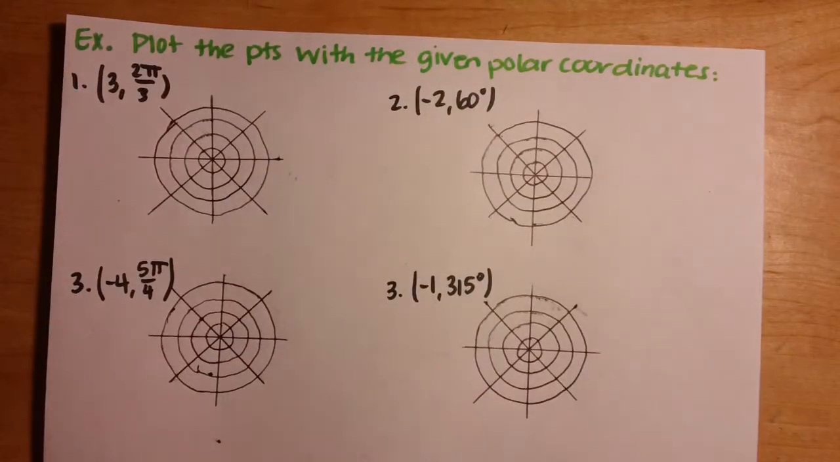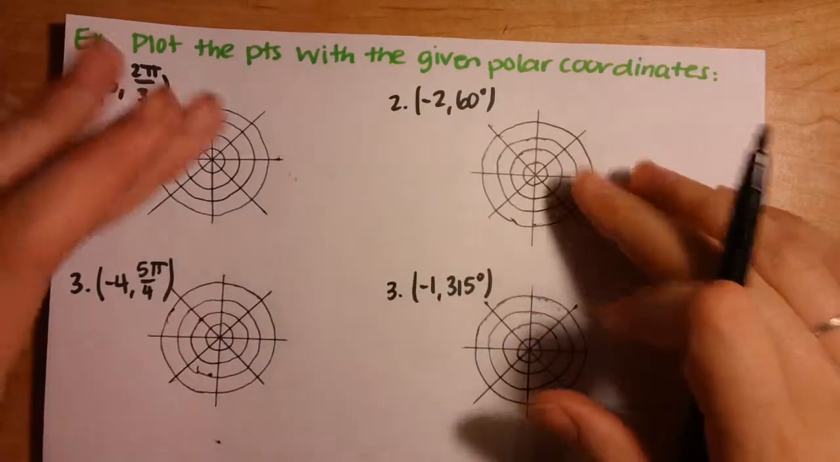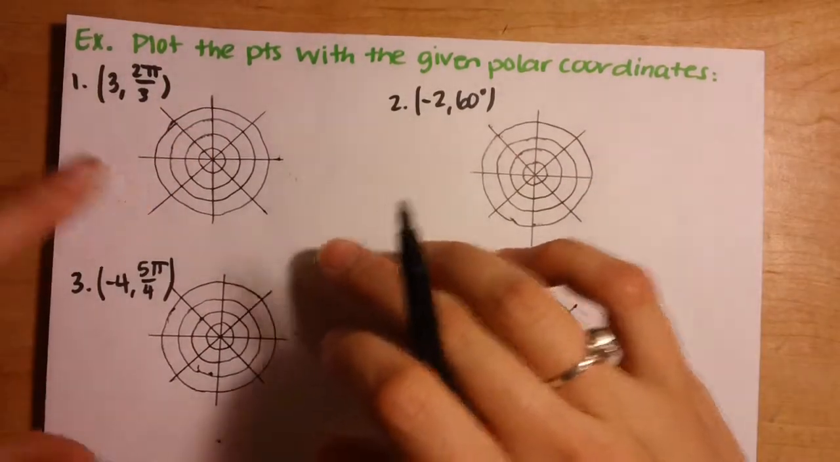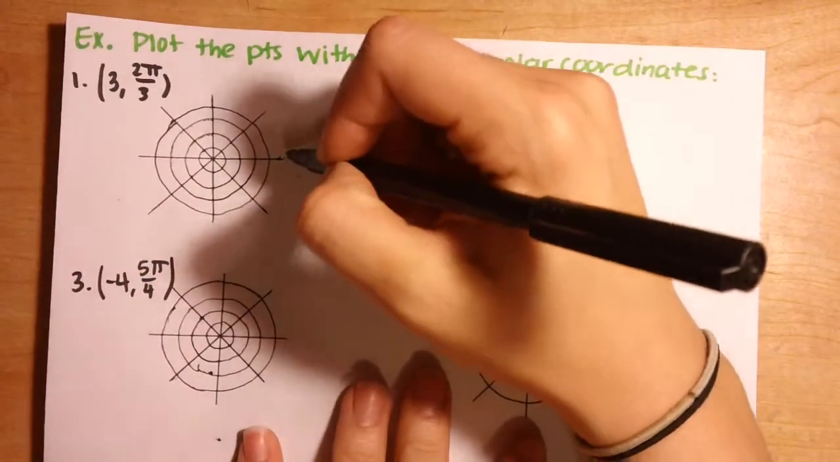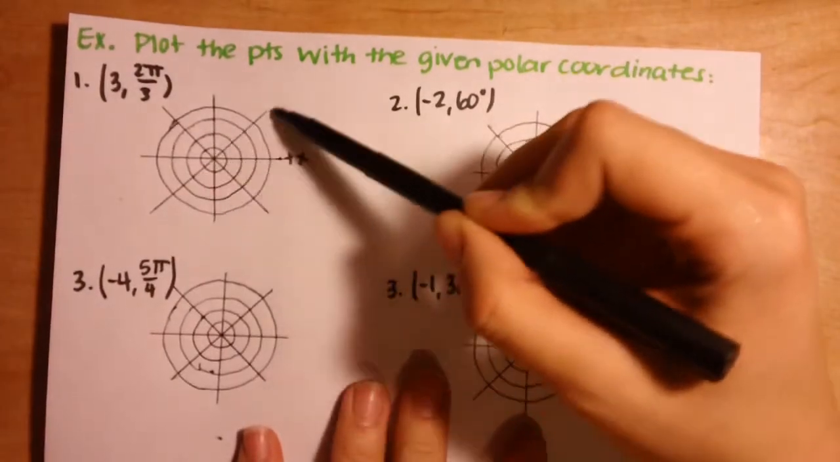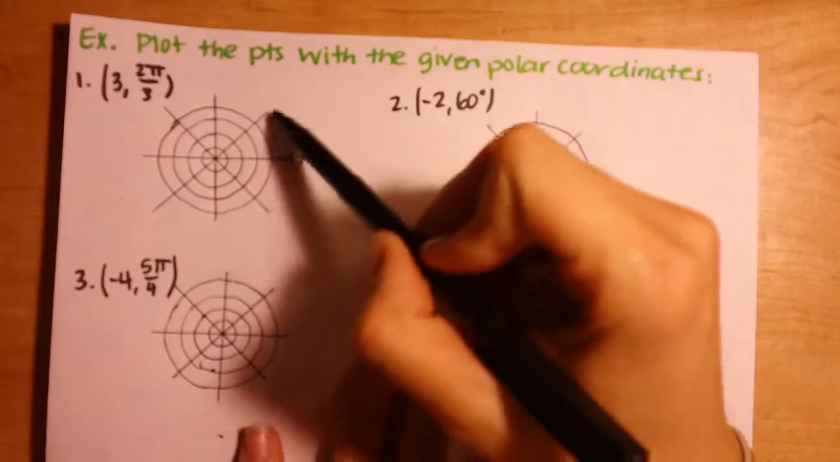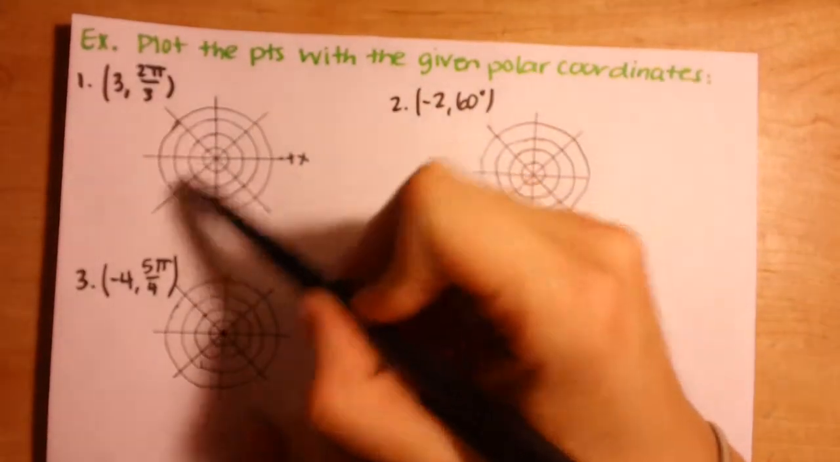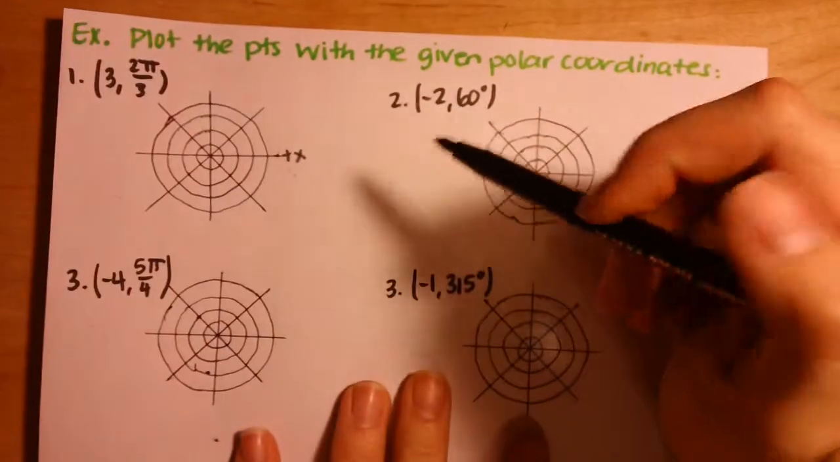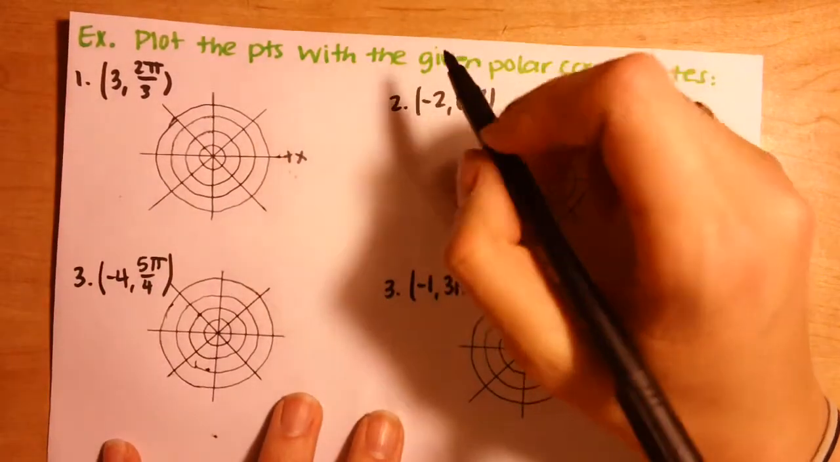So let's look at some examples. We have (r, theta) being (3, 2 pi over 3). This is what our polar grids are going to look like. They're going to look like circles. Here we have the polar axis, this is the positive x, and then we have a couple other axes labeled. We have the y-axis, and then these are going to be 45 degree markers.